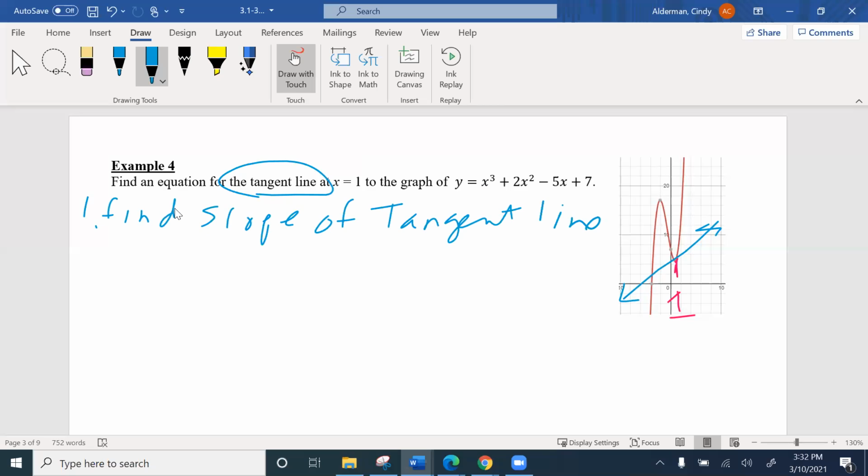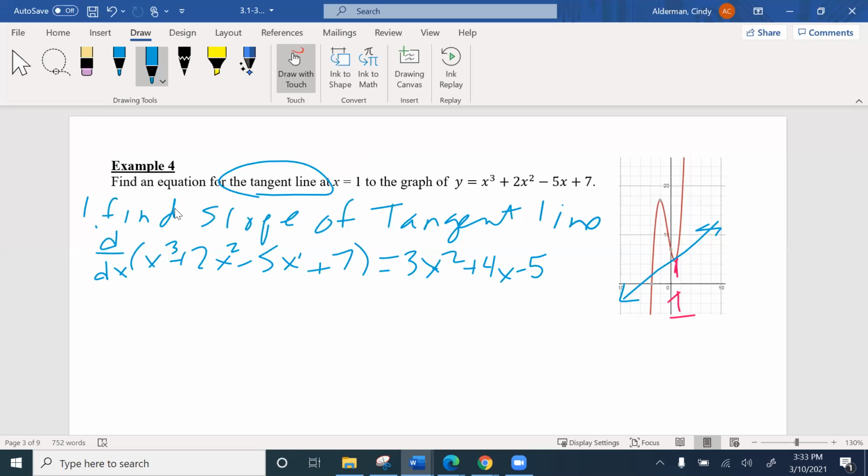We find the derivative, right? So d over dx of the function x cubed plus 2x squared minus 5x plus 7 is equal to, we're going to use the power rule for x cubed, so it'll be 3x squared. And then the power rule again for 2x squared, so that would be 4x to the first power. And then remember, if this is a degree 1 term, then the derivative is just its coefficient.